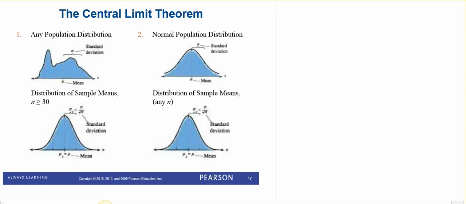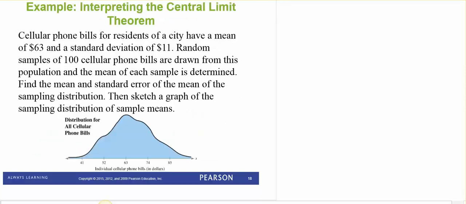So let's see. You can take a look at those pictures if you want to. I want to get to my problem. So we want to actually interpret this central limit theorem. Let's take a look at the example they have on slide 18. We have cell phone bills for a city that have a mean of $63 and a standard deviation of $11. We do a random sample of 100 bills, and we find the mean of the sample. Find the mean and the standard deviation for the sampling distribution, and then sketch.